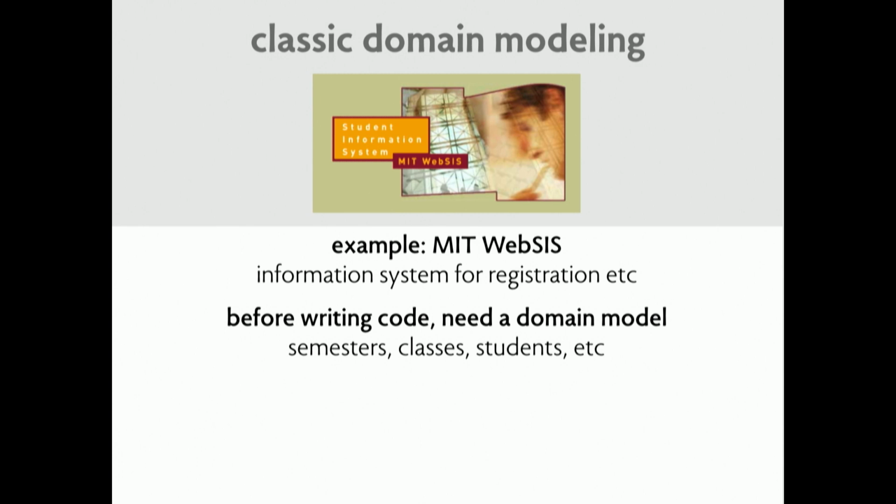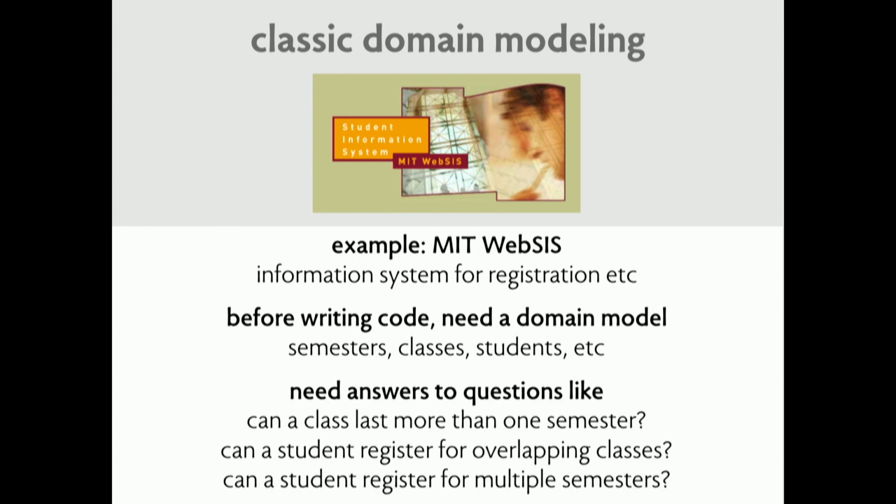And they would need answers to all kinds of questions, like, can a class last more than one semester? Can a student register for overlapping classes, you know, two classes that happen at the same time? The answer is yes, unfortunately. Can a student register for multiple semesters in one go, right?